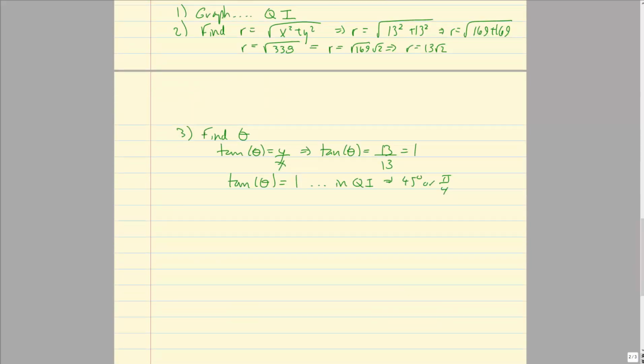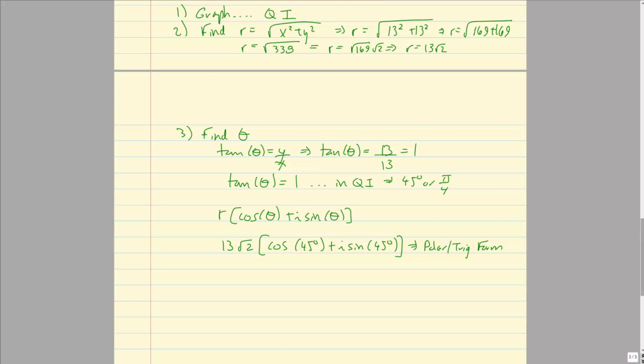So now when I rewrite this, I have r cosine theta plus i sine theta, where r is equal to 13 root 2, cosine of 45 degrees plus i sine of 45 degrees. And that would be our trigonometric or polar form. Again, for this angle in degrees, I could have chosen one from the third quadrant, but we usually want to pick the least positive angle. And always double check whether you're working in degrees or radians.